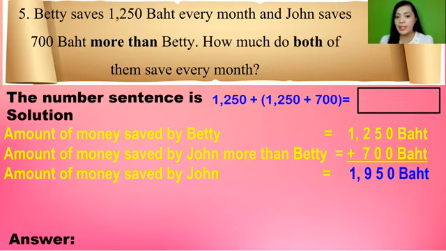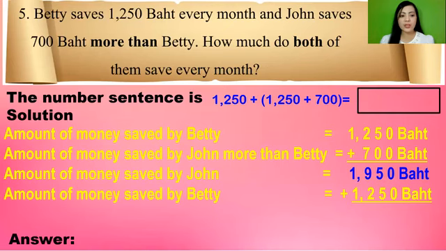We find already how much money John saves is 1,950, but that is more than Betty. Okay, so now we can add the savings of Betty and the savings of John because we already find the savings of John. All right, so let's go to the amount of money saved by Betty equal to 1,250, but now you're gonna plus together, okay? So I hope that you can follow.